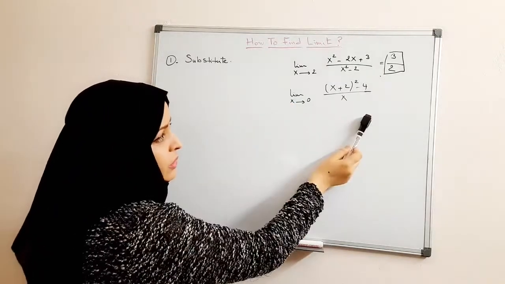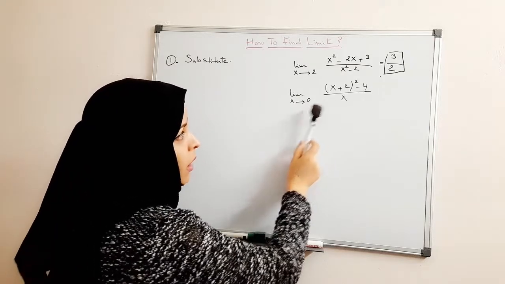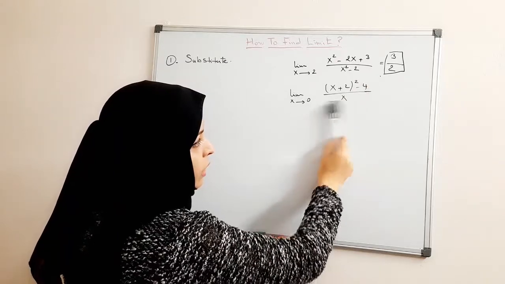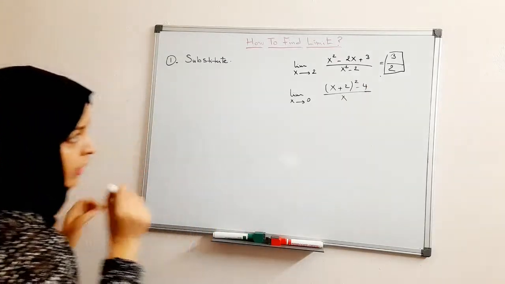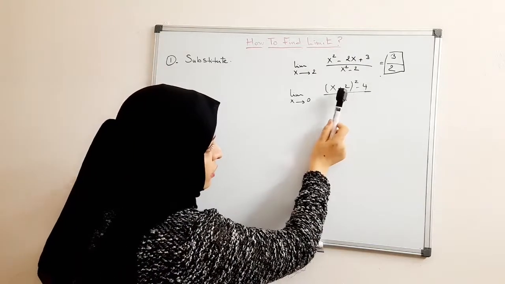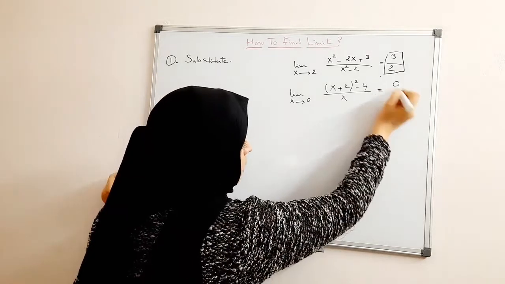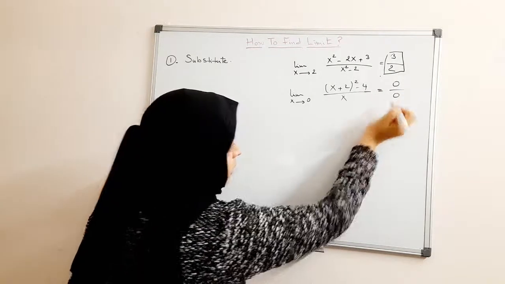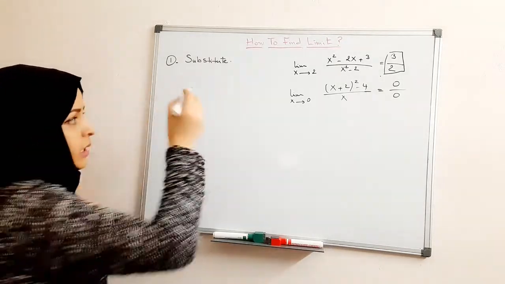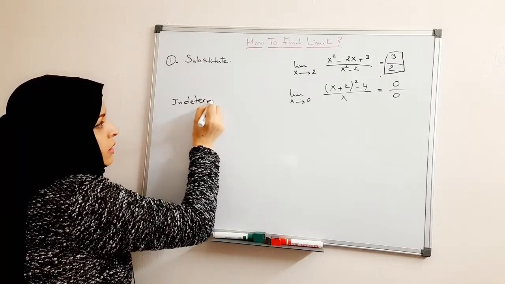Now let's see another example. If we want to find the limit when x approaches 0 of (x plus 2) squared minus 4 over x, if we try to substitute, we will find 0 plus 2, 2 squared, 4, 4 minus 4, 0 over 0. It's an indeterminate form.